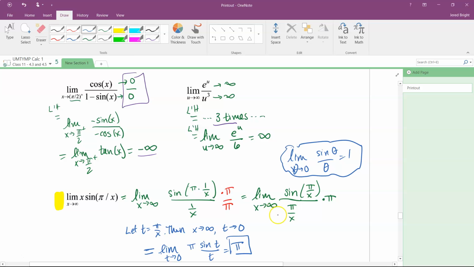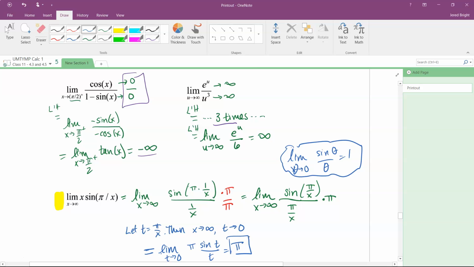So if I manipulated this a little bit, I had to multiply by pi over pi, and then I was able to say, okay, there's an extra factor of pi, but I still have that sine of pi over x over pi over x. And then I just did a little bit of variable redefining. t is equal to pi over x, and then as x went to infinity, t went to 0. Okay, and then I just used that property where I said, okay, this is going to be pi times sine of t over t. That is going to be 1, so it's just 1 times pi, or pi.